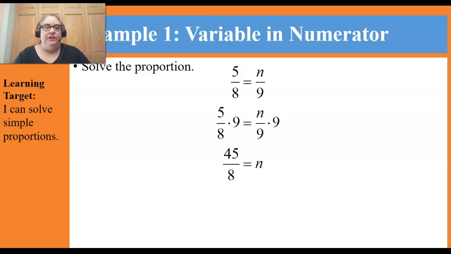And just in general, we're used to seeing the variable on the left. So I'll just finish up my answer. N equals 45 divided by 8, 45/8.